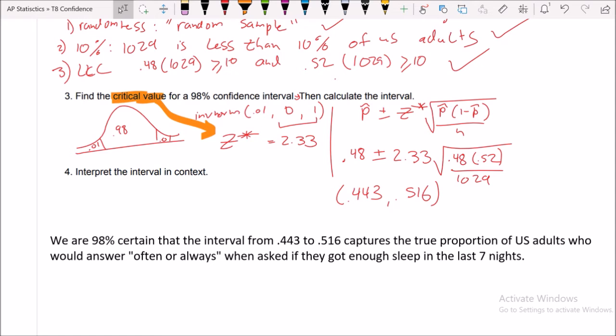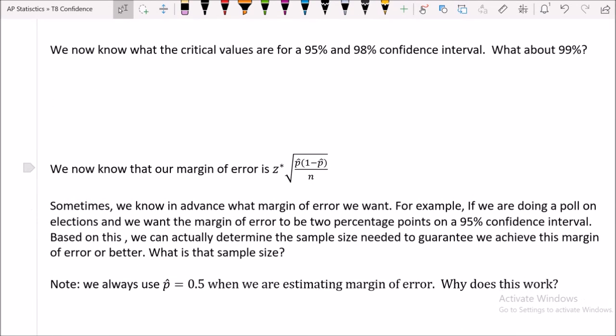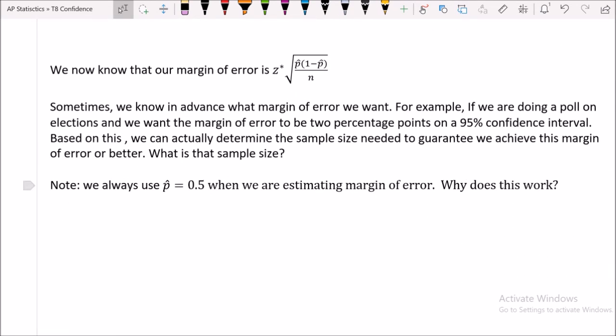Okay, guys, that's the basics of how to calculate a confidence interval for a proportion. There is one other thing that comes up, and that is regarding sample size for a desired margin of error. What we've learned so far today is that we now know how to calculate the margin of error, and that's shown up there right at the top of the screen.